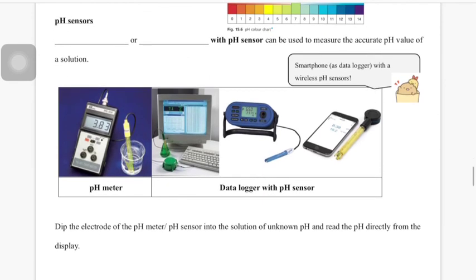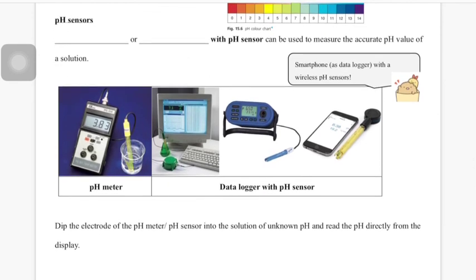Okay. And also we can use some more advanced instrument to help us measure the pH value accurately. So here we have the pH sensors. The pH meter or the data logger with a pH sensor can be used to measure the accurate pH value of a solution. For the pH meter, it will just show the sample.